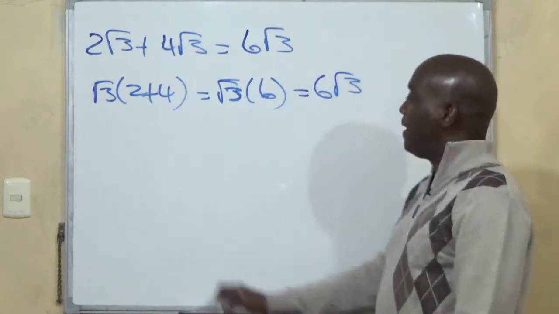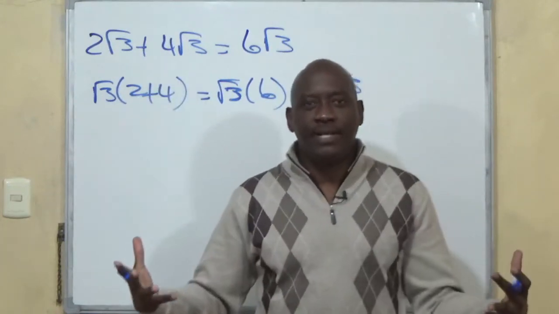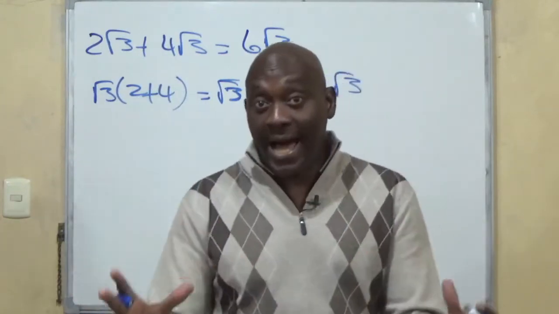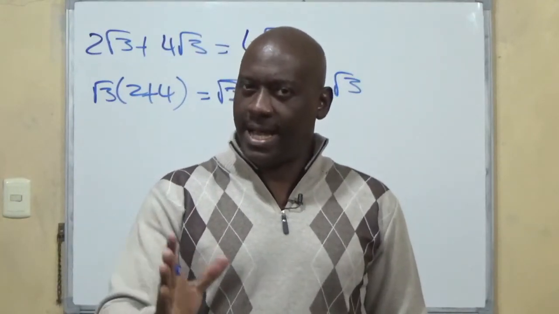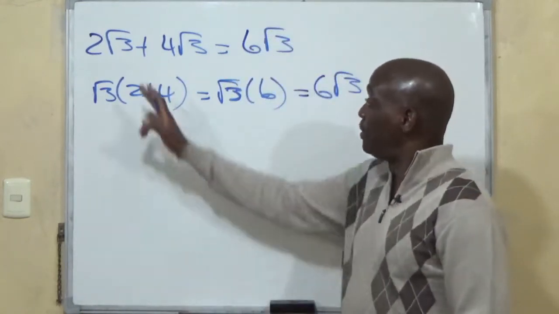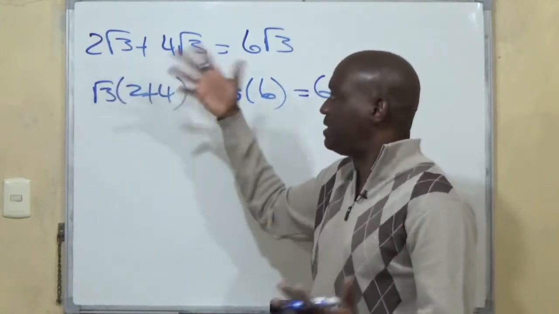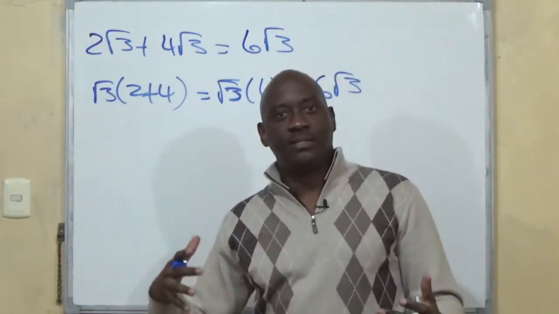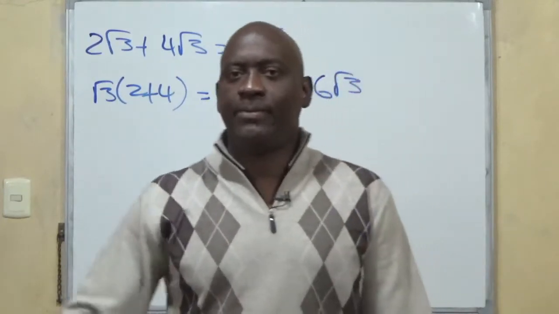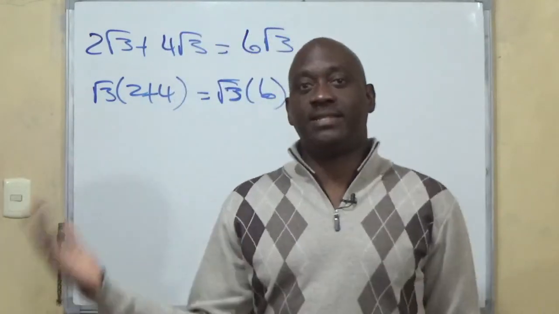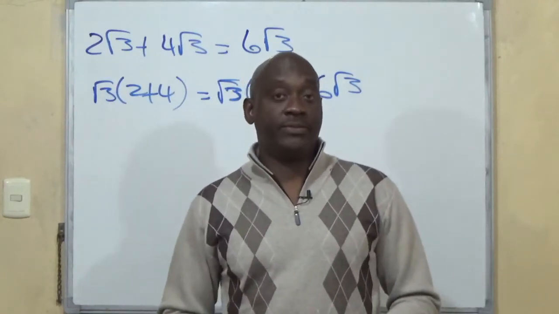So in other words, if you have similar surds, the same surd factor, then you can add them by simply retaining the same surd factor and adding the coefficients, which is what we did here. 2 root 3 plus 4 root 3 is 2 plus 4 by the same root 3, which is 6 root 3. So you just add it. In the same way that 2x plus 4x is 6x, and 2y plus 4y is 6y, 2 root 3 plus 4 root 3 is 6 root 3.